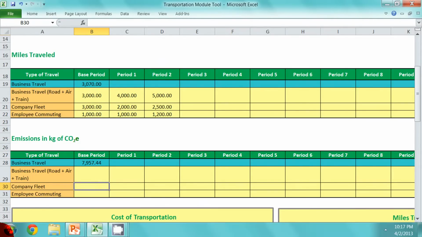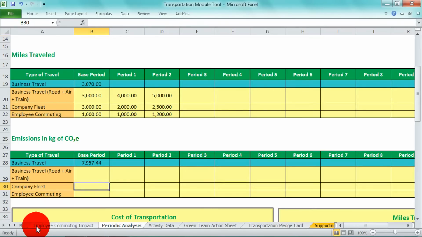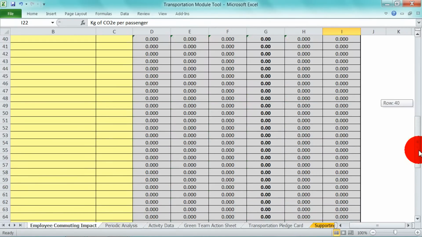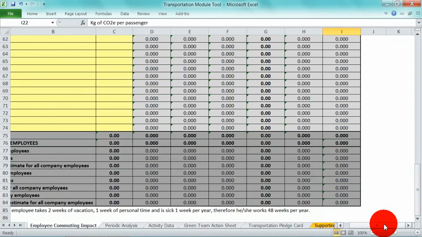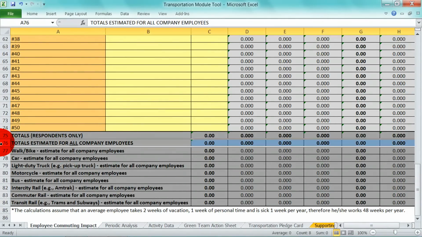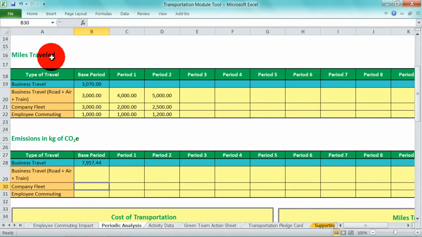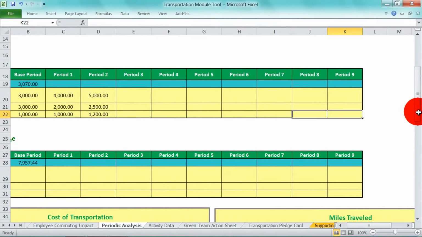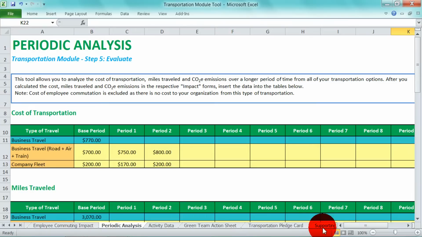Finally, employee commuting. You will take the totals for all of your employees. So totals estimated for all company employees. So those are total miles, total emissions. There's no cost because there's no cost to your company from employee commuting. So the cost of transportation does not include employee commuting.